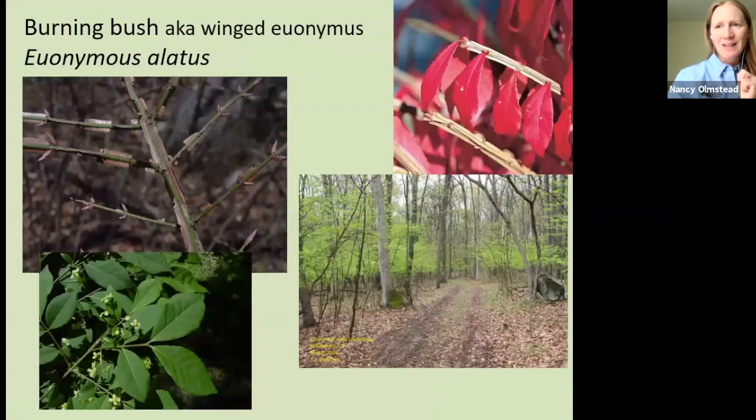Burning bush is an escaped ornamental shrub. This is a woody shrub with opposite leaves, and it has these corky wings on the twigs, which is quite distinctive, and a diminutive whitish greenish flower. It's known for its bright foliage color in the fall.